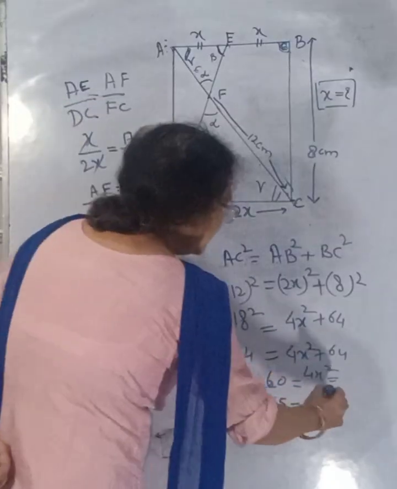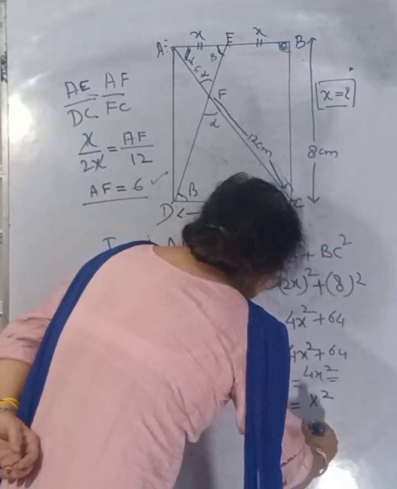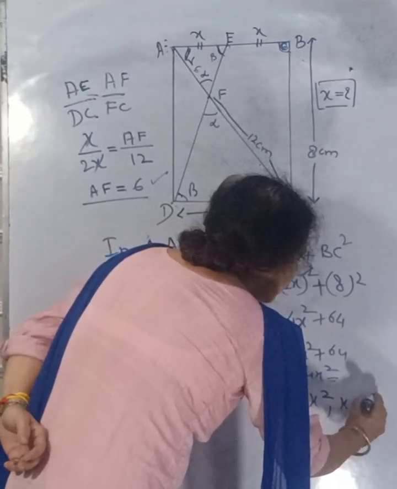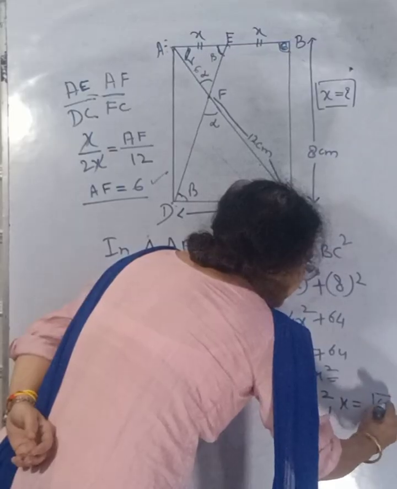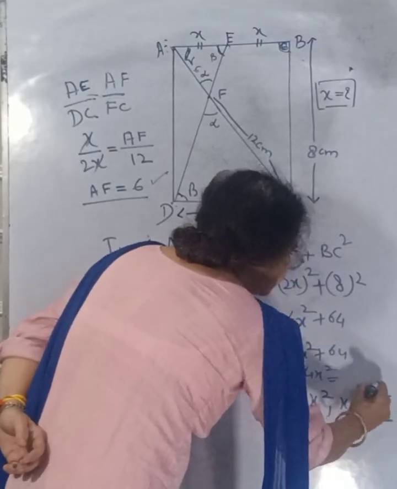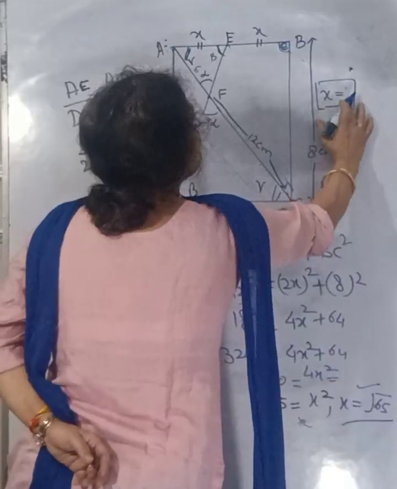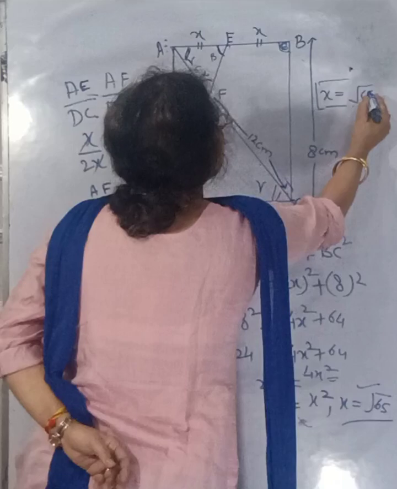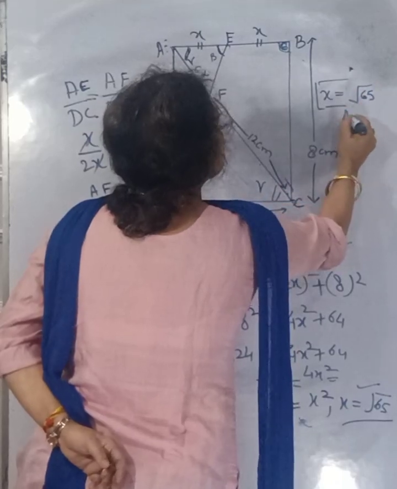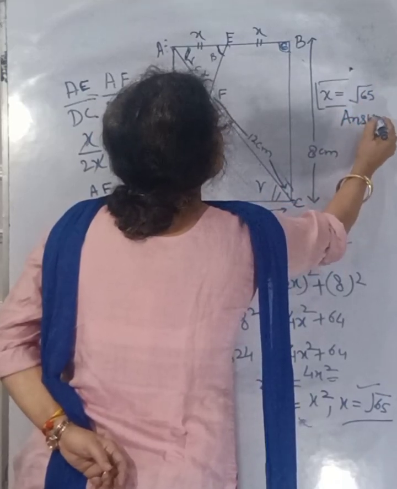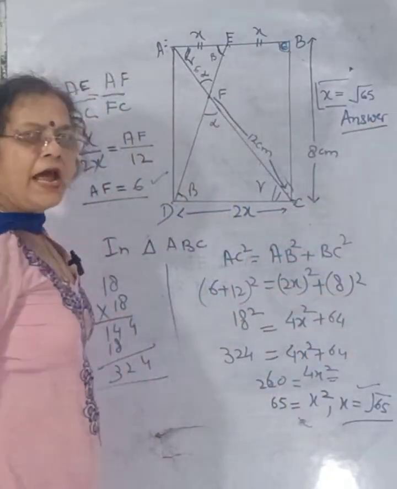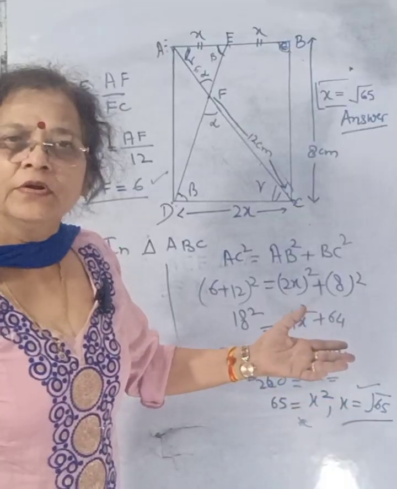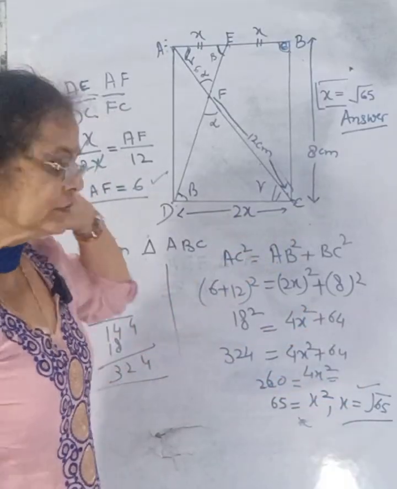It means x will be equal to root of 65. This is the answer. So x is equal to what? The answer is root of 65. The only trick to be applied is the angle similarity law on triangles.